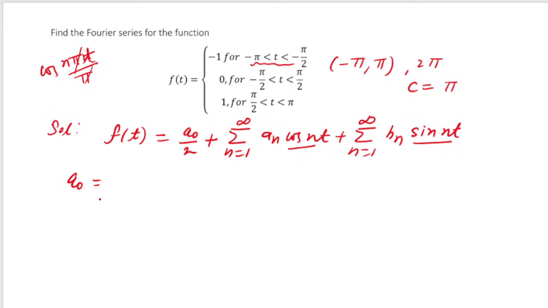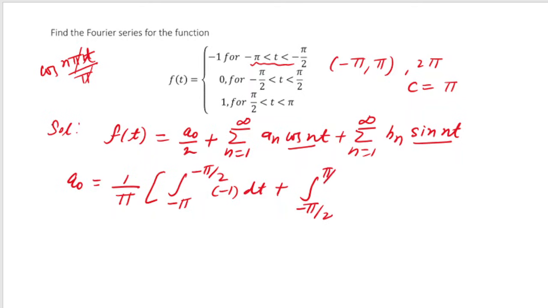Now to calculate a naught, I have the formula, and the graphs and other things, if you want to draw, fine, otherwise it is not needed. So I write it as 1 by pi, and I have to integrate it in three parts. First is minus pi to minus pi by 2, the function is minus 1 dt. Then we have to integrate from minus pi by 2 to pi by 2, and the function value is 0 dt. And then we have to integrate from pi by 2 to pi, and that value is 1 dt, right?